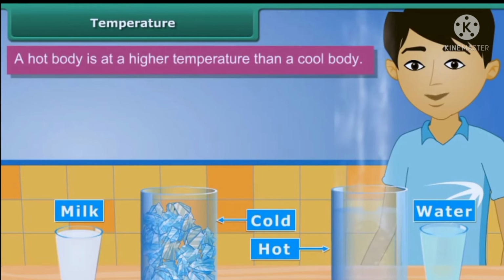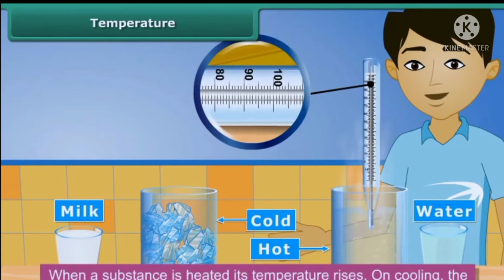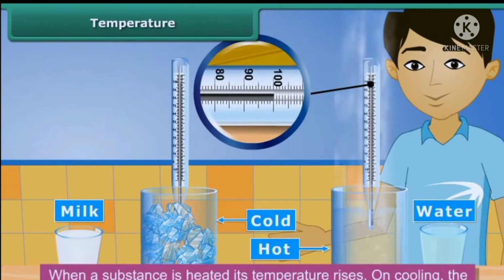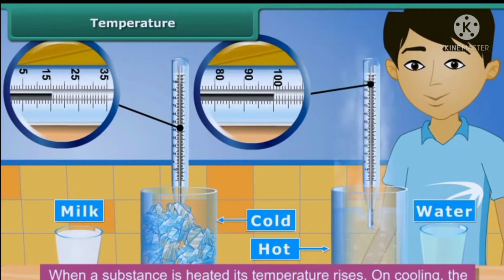A hot body is at a higher temperature than a cool body. When a substance is heated, its temperature rises. On cooling, the temperature comes down. Degree of hotness or coldness in a body is described as its temperature.